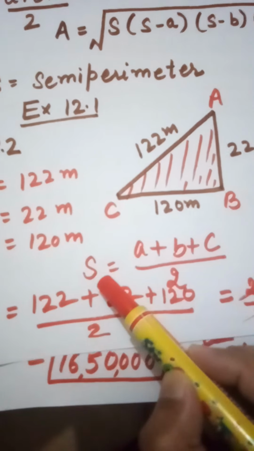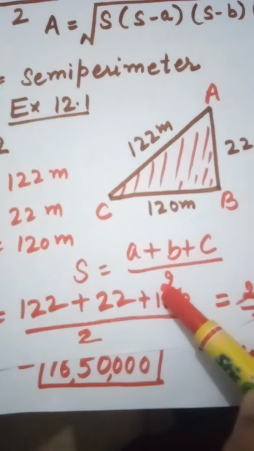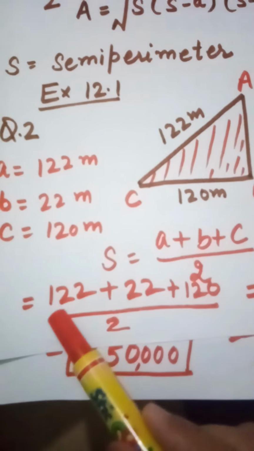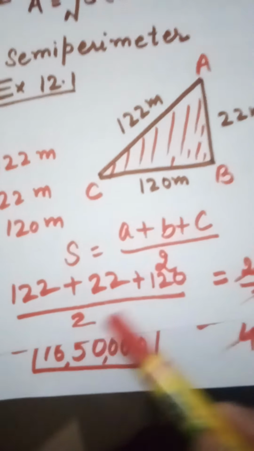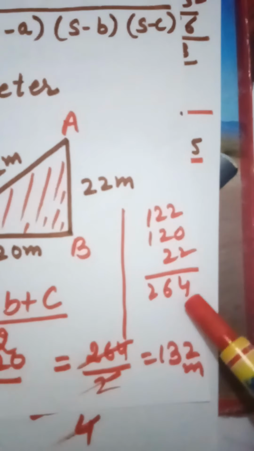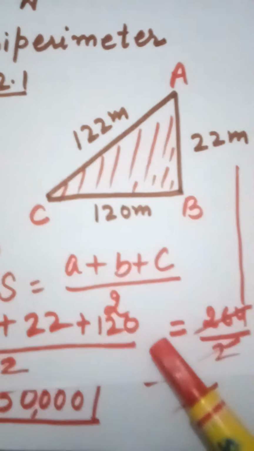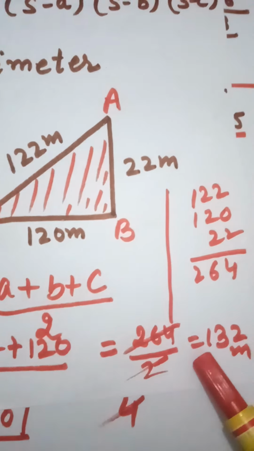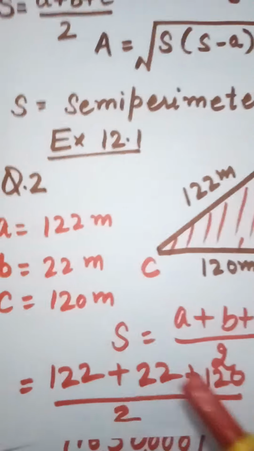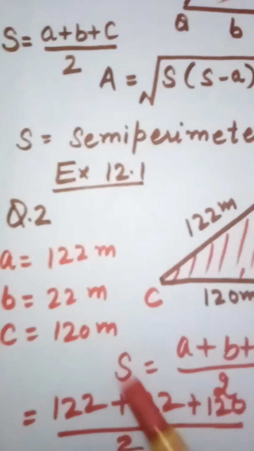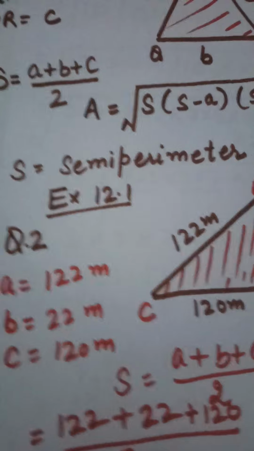Semi perimeter is found by S equal to (a plus b plus c) upon 2. So add up all three sides, 122 plus 22 plus 120, upon 2. When you add all three sides, you will get the sum as 264, and now it is 264 upon 2, and that is 132 meters. So what have we obtained? We have obtained S from here. Once we have obtained S, next we can go for finding the area of the triangle.